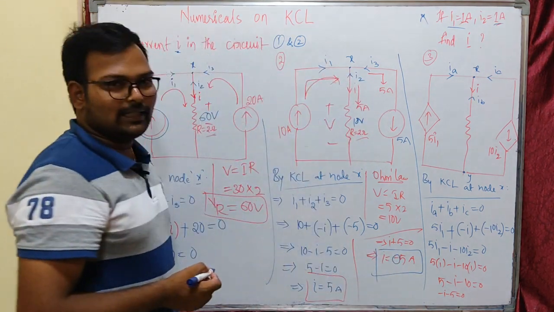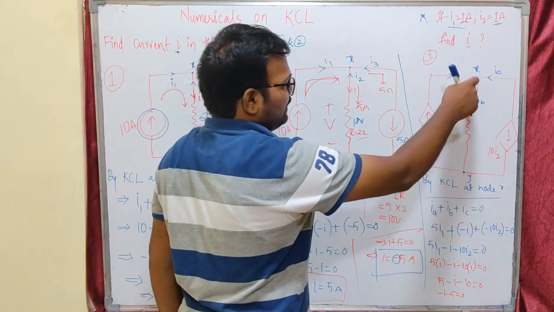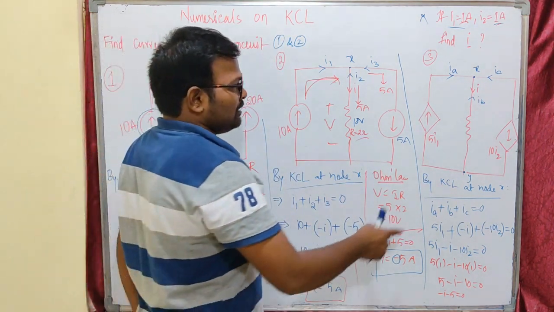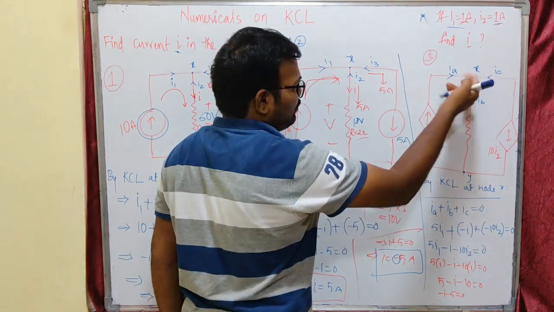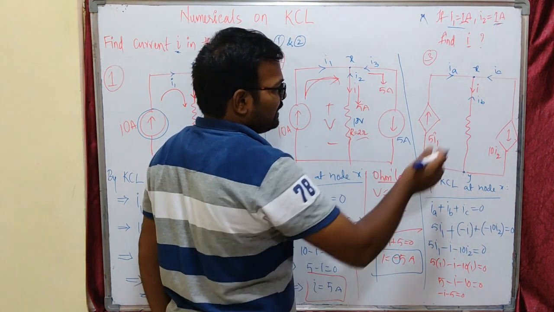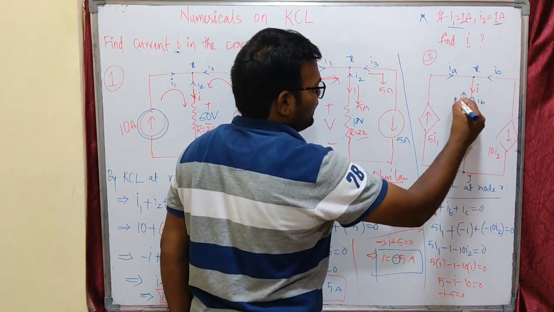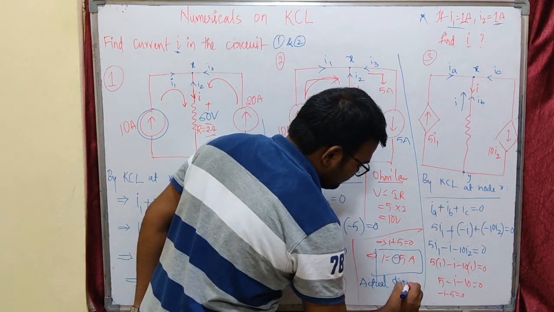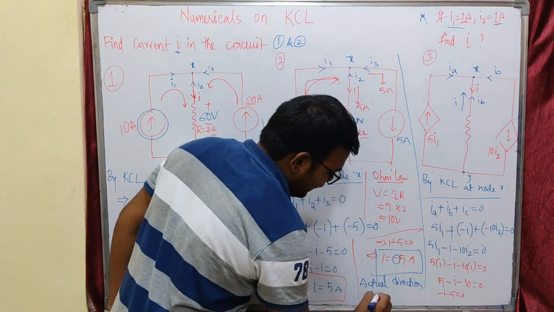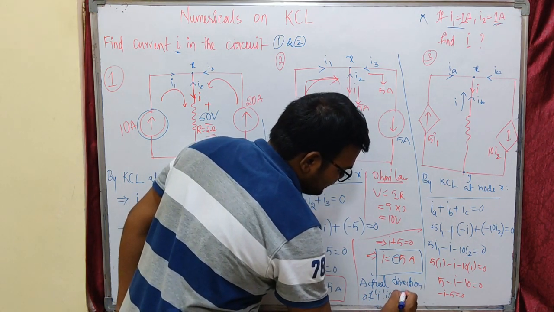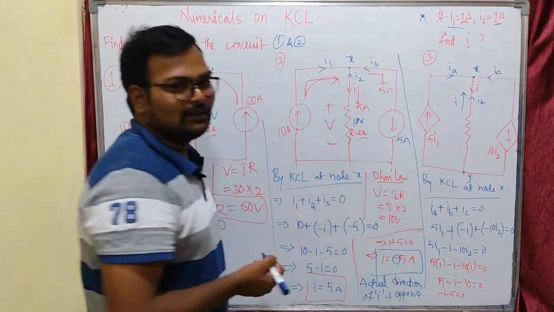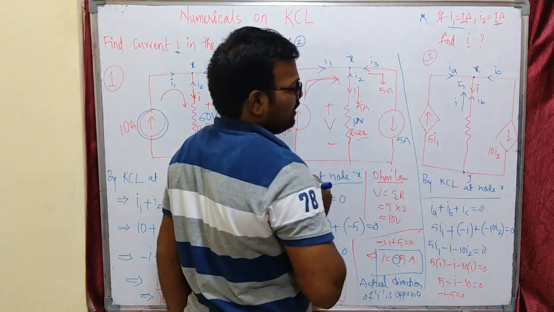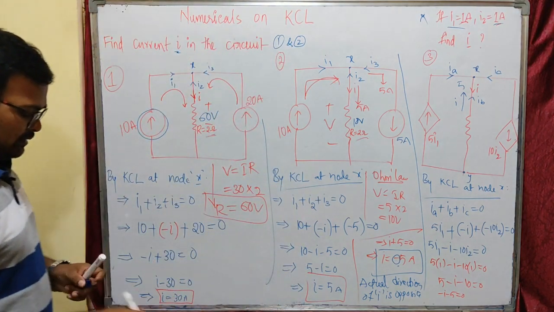What is this minus indicating? The required current I is in the downward direction, but the value has a negative symbol. That means the current is actually flowing from downwards to upward, because the minus sign indicates the opposite direction. So the actual direction of current is opposite to the assumed I. That's why this negative symbol is coming here. That means the current of 5 amperes is flowing upward. So this is about KCL.